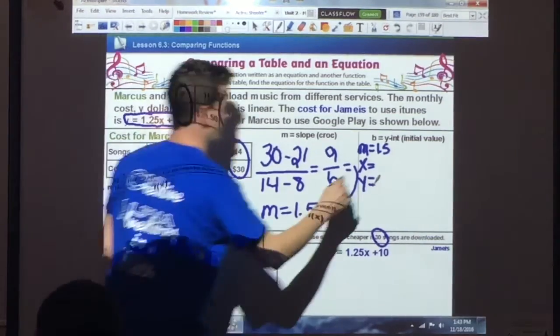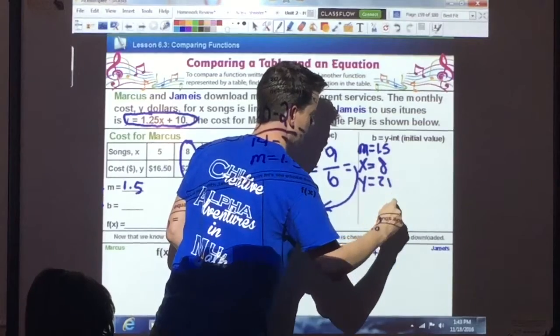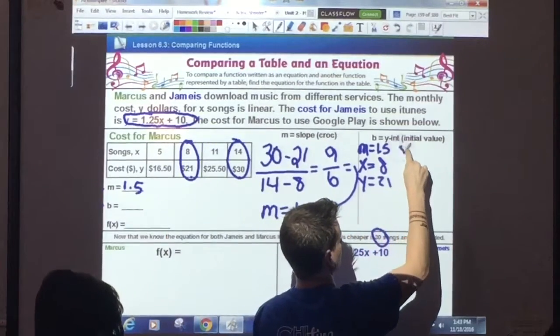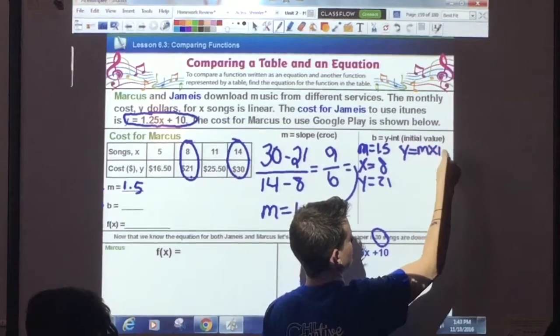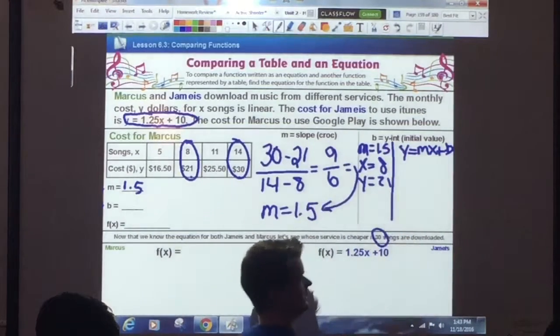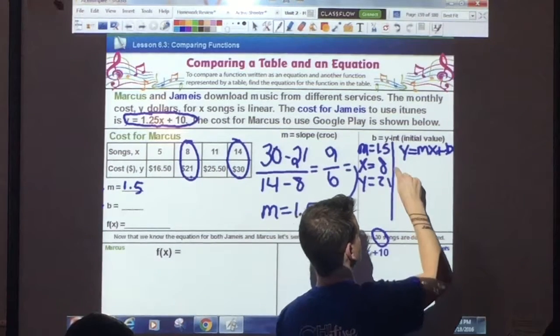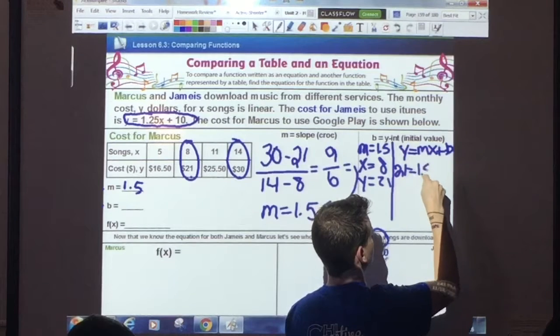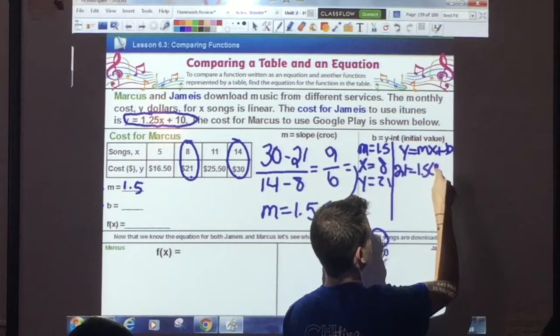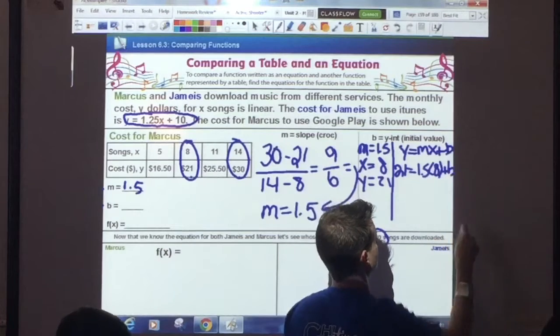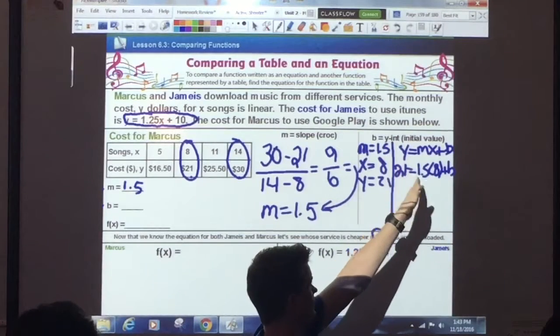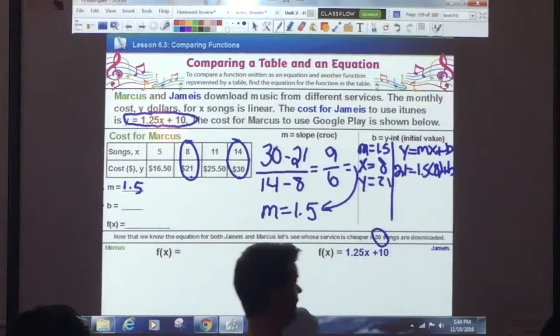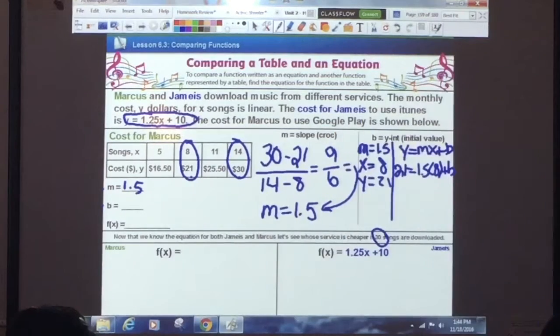8, 21, which means that 8 is my x, my y is 21, so I'll write this equation. Y equals mx plus b, and I start substituting in values. Sophie, what's my y? So 21 is equal to 1.5 times my x value, which is 8, plus b. So I substituted in the y, the m, the x. Now I perform the multiplication. What am I multiplying, Sebastian? 1.5 times 8. What is 1.5 times 8?